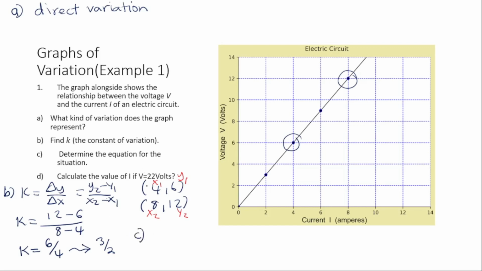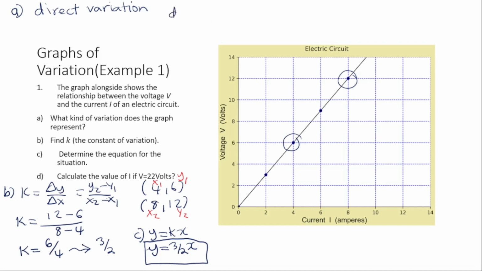Let's look at C. Since this is a direct variation, the equation will be y is equal to kx. But for this particular one, we've already found k. So this will be our equation. So this equation is our model.